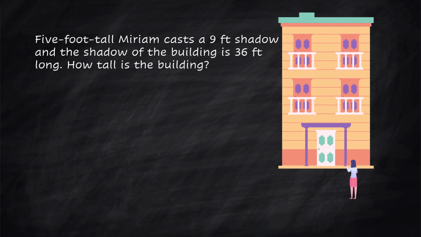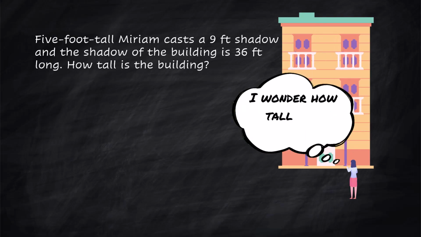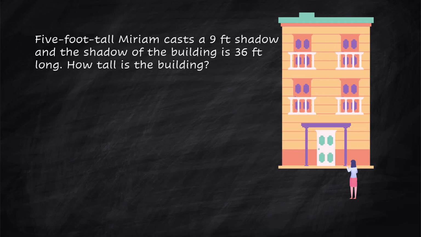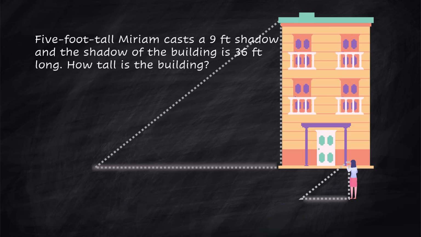Miriam goes outside and she stands next to a building and goes, I wonder how tall this building is. She knows she's 5 feet tall. And she figures she can use her shadow and the building shadow to come up with a way to figure out how tall the building is. This is a similar triangles problem. There they are. The triangle down by Miriam, she's 5 feet tall.